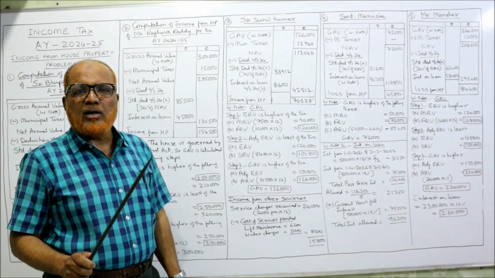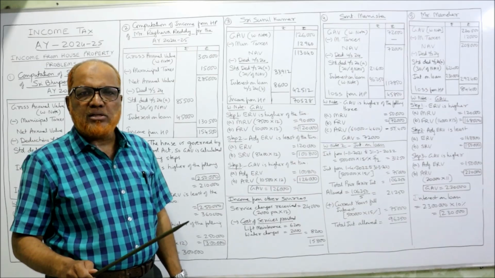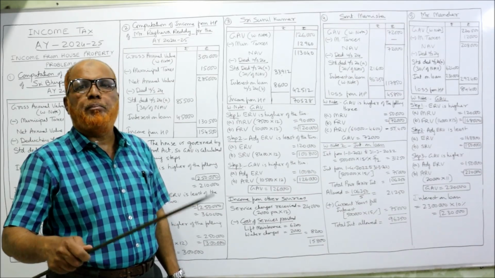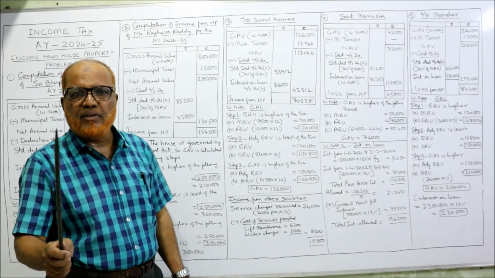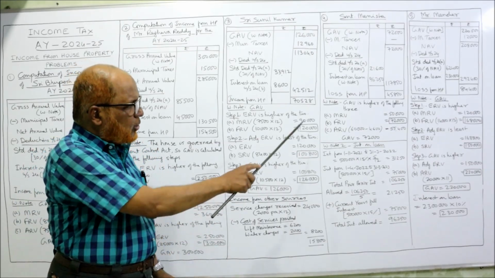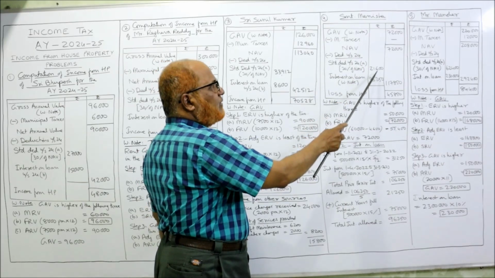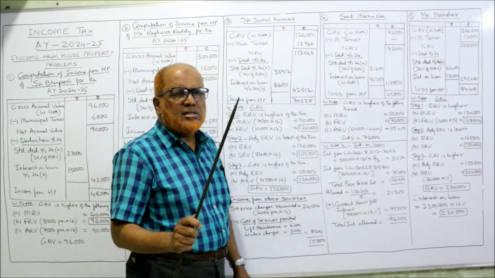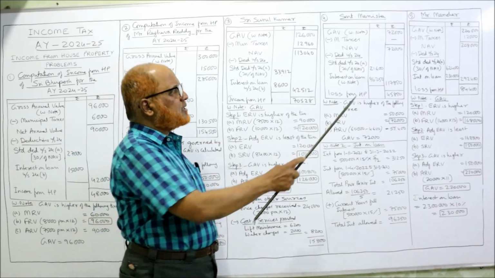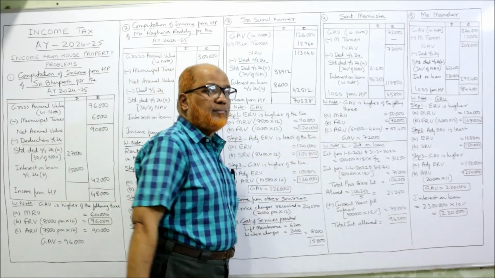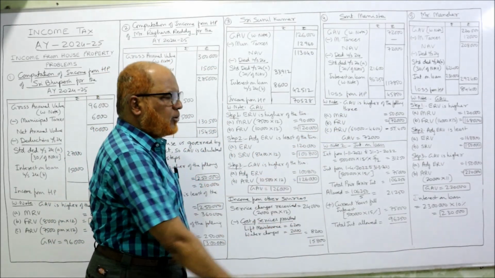Municipal taxes are not allowed as deduction because it is agreed to be paid by the tenant. This point you should write down in working note in examination. So NAV, 30% of NAV we got it, interest on loan. This is the most complicated point in this problem, 96,250. How we got it? I'll explain you.